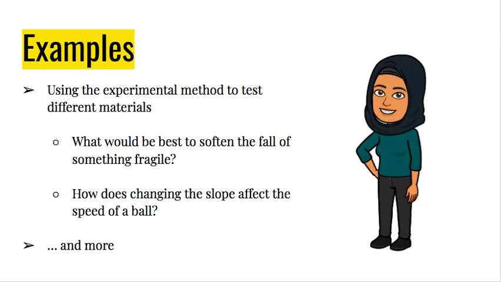So here are some ways that you can incorporate science into your Rube Goldberg machine. So for example, you could use the experimental method to test different materials to determine which would work best for your purposes. So for example, if you want to drop something fragile, you could look at which materials would be best to soften the fall. And you could also test different slopes to see which would give you the desired speed.